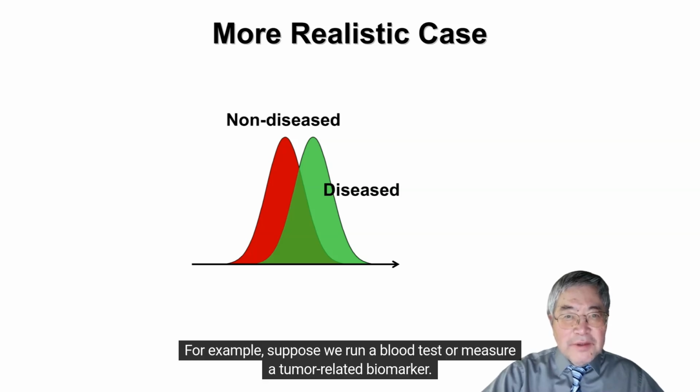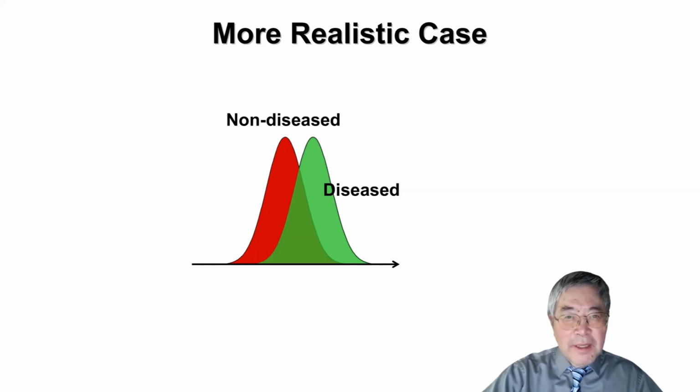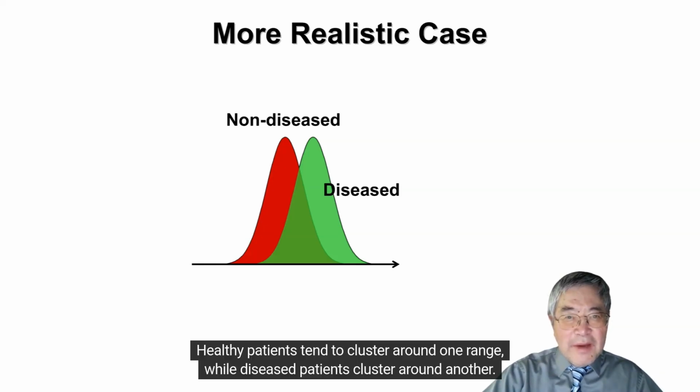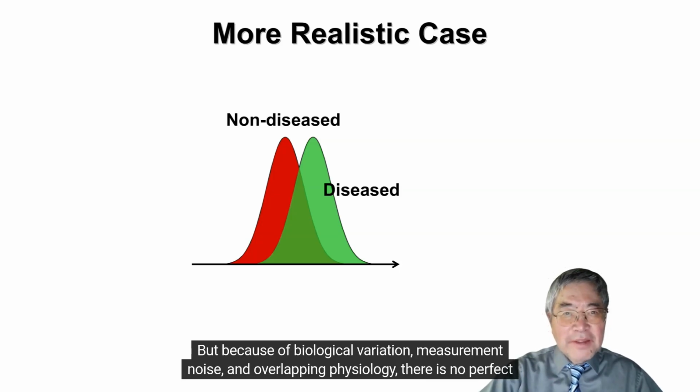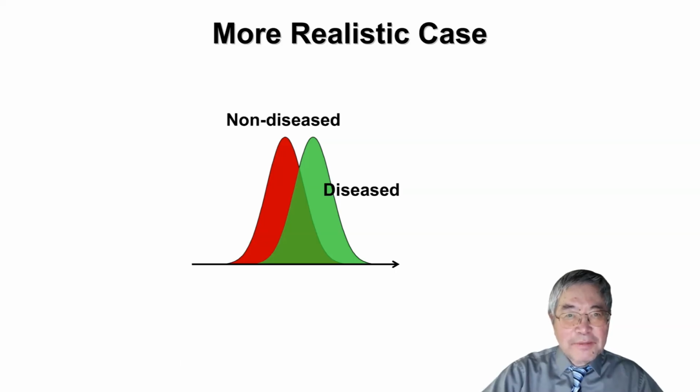For example, suppose we run a blood test or measure a tumor-related biomarker. Healthy patients tend to cluster around one range, while diseased patients cluster around another. But because of biological variation, measurement noise, and overlapping physiology, there is no perfect separation.